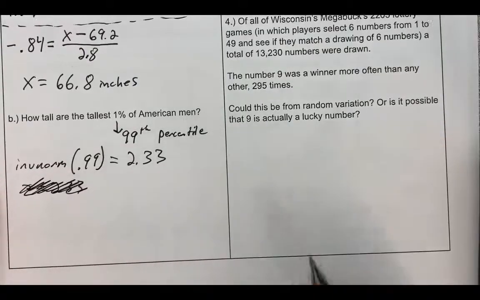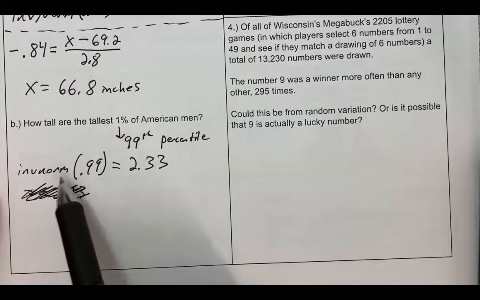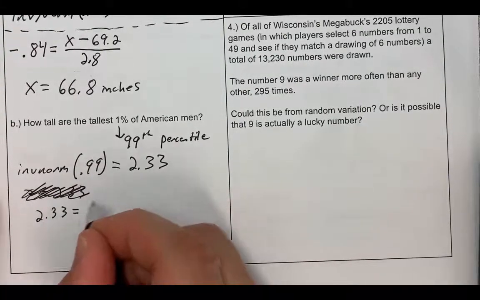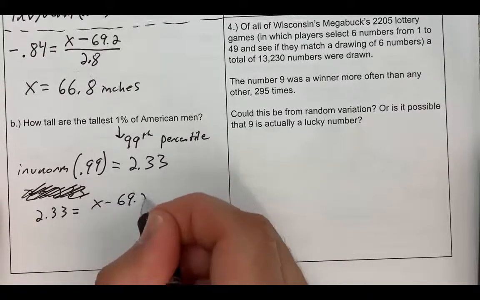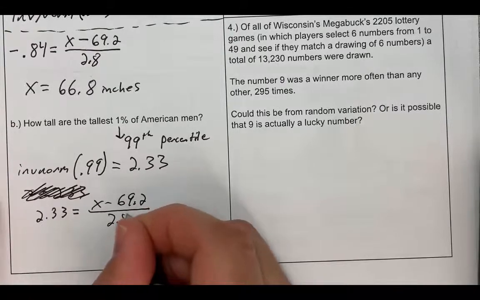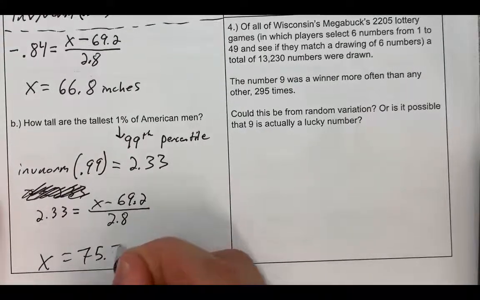Then you're going to use that z-score formula just like we did above to figure out what the data point is. So you'd go 2.33 is equal to x minus 69.2 divided by 2.8. Solve that for x, and you get x is equal to 75.7 inches.